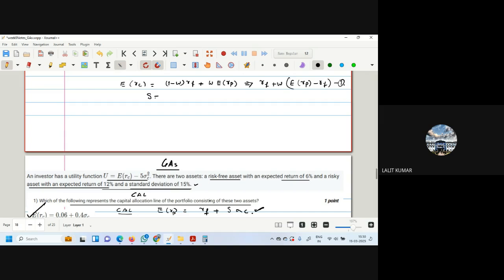Second, S is equal to ERP minus RF divided by sigma of P. Now you put it here, so this will become RF plus W into S into sigma of P. But you also know that sigma C is equal to W into sigma P. So you replace it with this, and this will become S into sigma C. And this is your CAL equation. Is this okay?